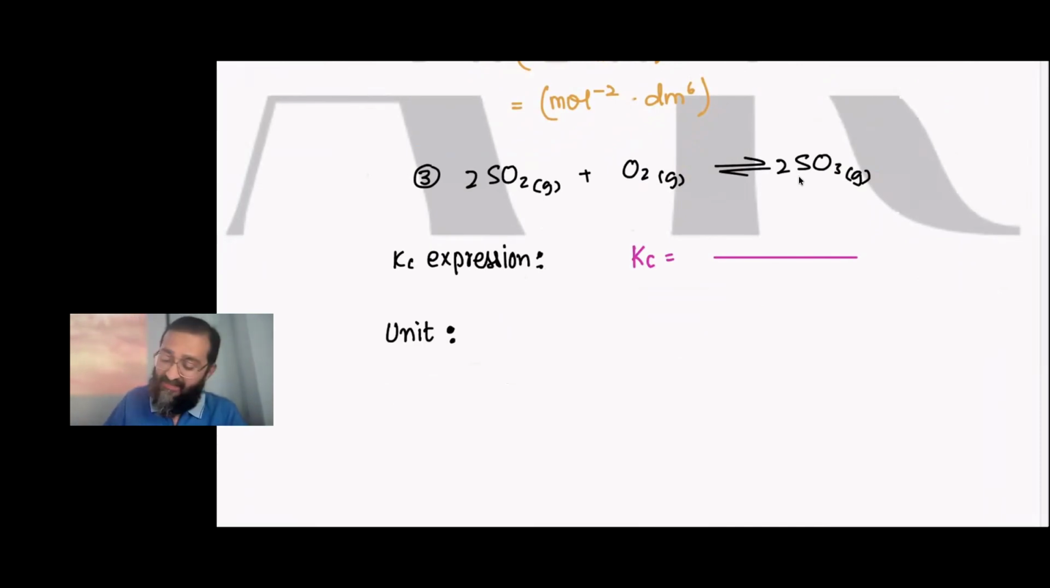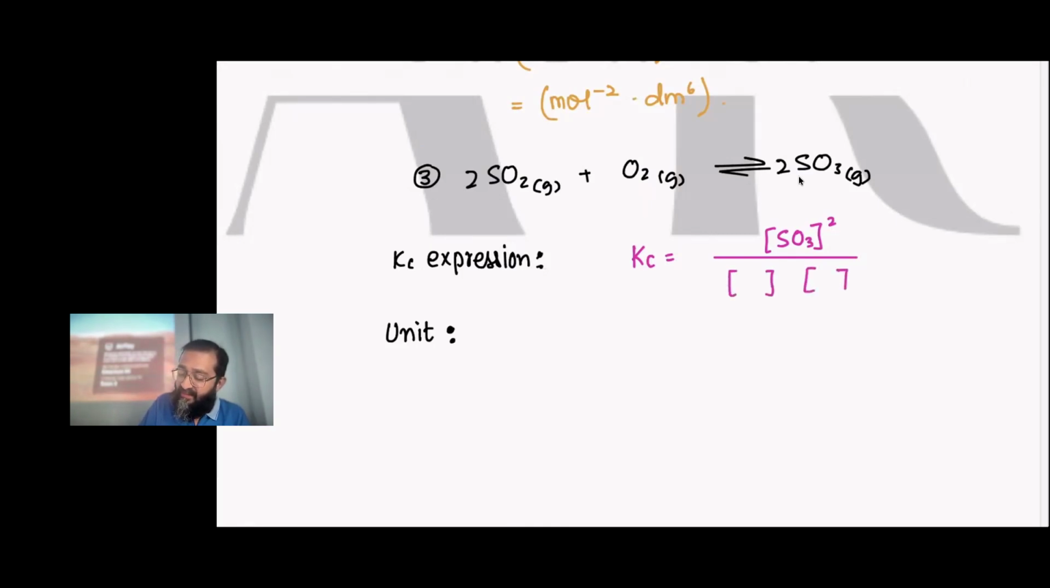So 2SO3, SO3 in the square bracket and 2 goes as the power, because we put the products in the numerator. And in the denominator there are 2 reactants, so we put 2 square brackets. In one square bracket we put SO2 and its power goes 2 because there are 2 moles of that. And in the second bracket we put O2 with power 1 because there is 1 mole.